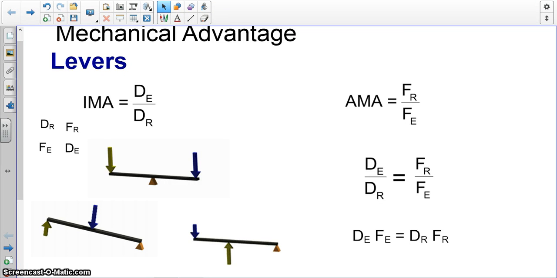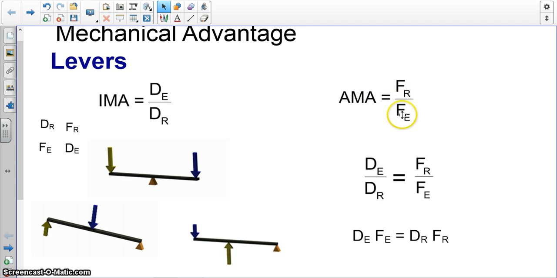Okay, I'm going to talk about three of the simple machines and how you do mechanical advantage calculations with them. In some respects, you really only have two formulas the whole time. Effort over resistance for IMA, the distances, and then AMA is resistance over effort with regards to force. So for the actual mechanical advantage, you divide the forces. For the ideal mechanical advantage, you divide the two distances that are involved.